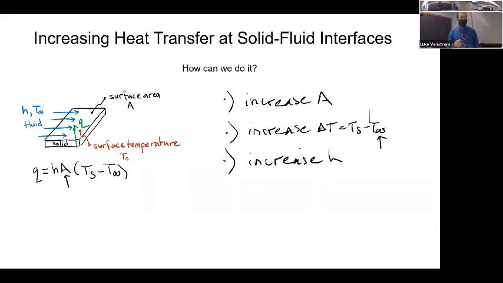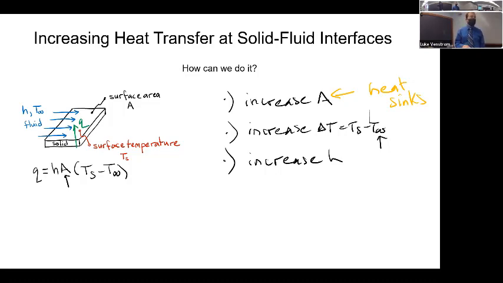Those are the levers that we have when we're thinking about increasing Q. So we're going to focus on increasing the area, okay? This one. You should be thinking heat sinks. What heat sinks do is they increase the area for heat transfer. They don't change h really. They're not trying to change the temperature of the fluid. Both of those things are actually much more challenging to do.